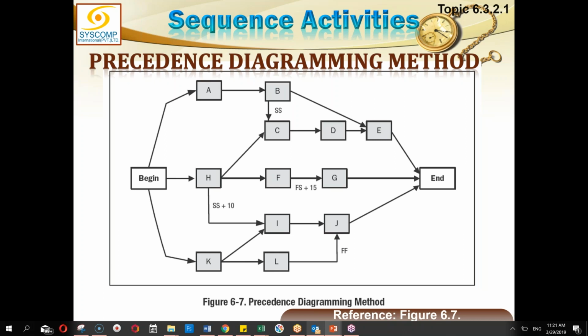H to I, again, we have a similar kind of relationship, which is SS plus 10. What does that mean? It is a lag because it is plus 10, and the relationship is start to start. After the start of H, after 10 days after the start of H, can I be started?